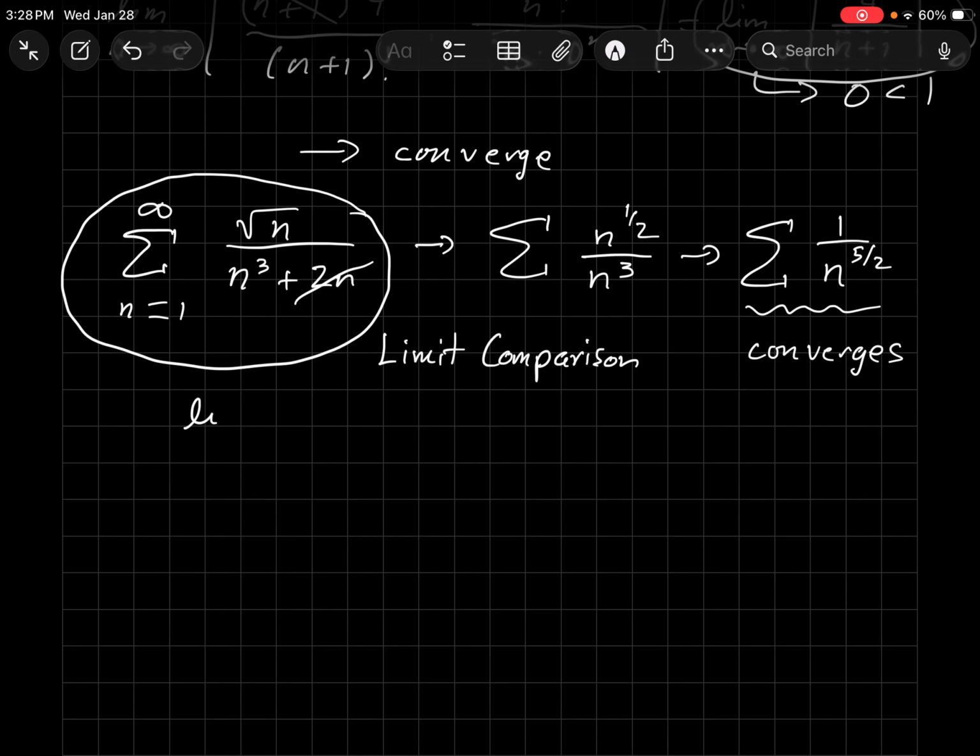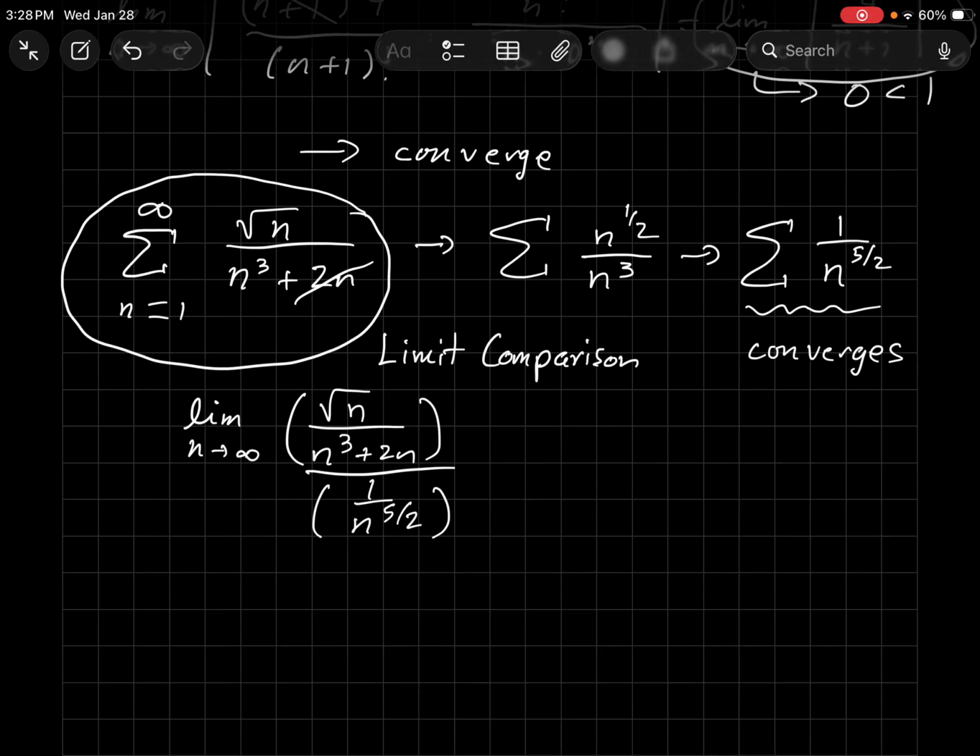If you want to see the work briefly, limit comparison says let's do the limit as n goes to infinity of my unknown sequence part over my known sequence part, or vice versa, it doesn't really matter. And now I get the limit as n goes to infinity of really n cubed over n cubed plus 2n, which equals 1. And since the limit is positive and finite, both series do the same thing.